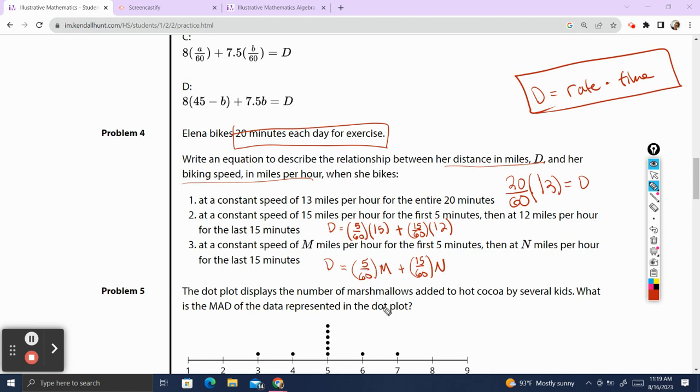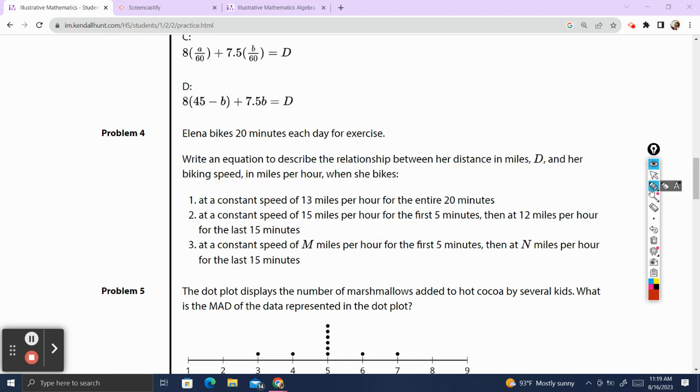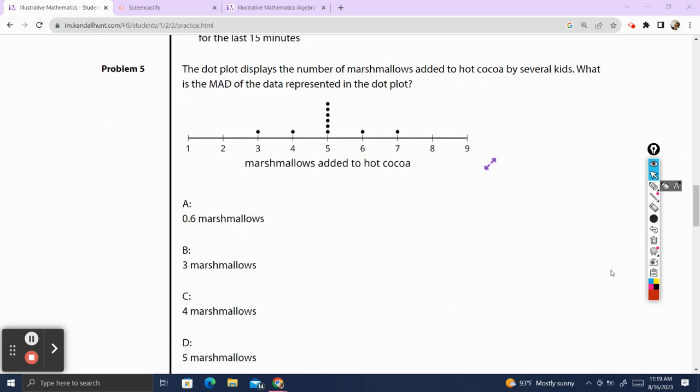Now, I didn't simplify my fractions, but I trust you guys to be able to simplify your fractions from earlier lessons. If you have a problem with simplifying fractions, let me know, and I can make an extra video to help explain how to do that as well.